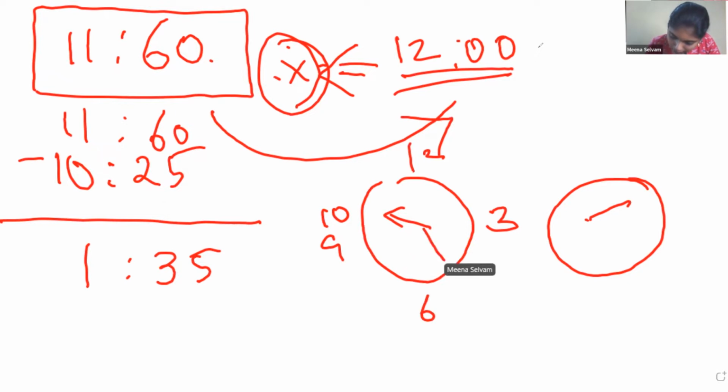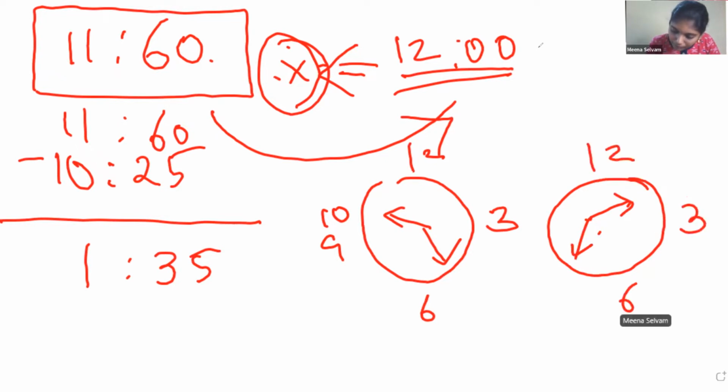Okay, let us take 10:25. Its mirror image time will be shown as 1:35. So in that case, we don't want to check each and every point, drawing and finding out, thinking ourselves, and wasting time is not going to help you. You just remember this 11:60. When you subtract the original time from 11:60, you will get the mirror image time.